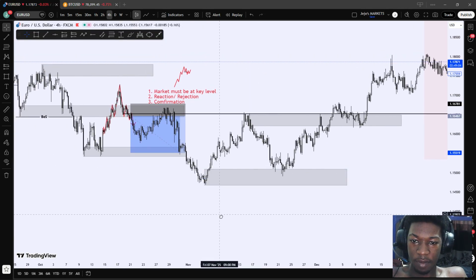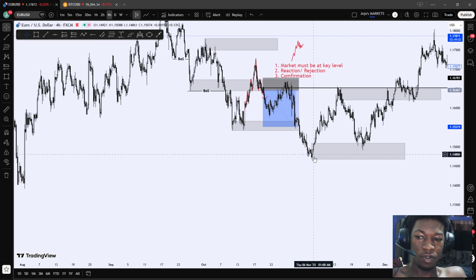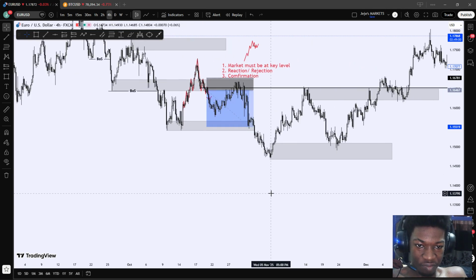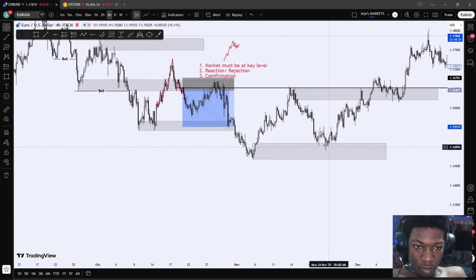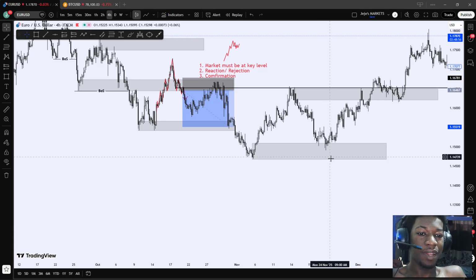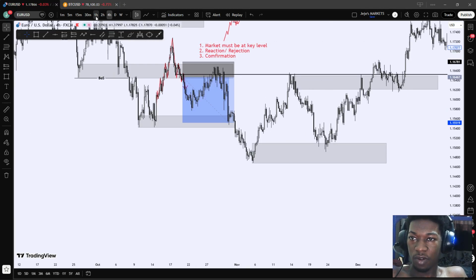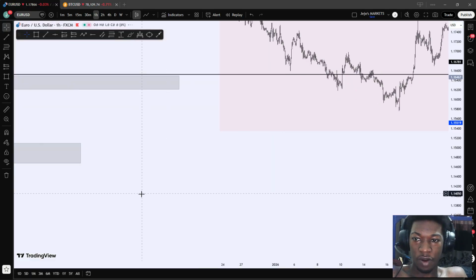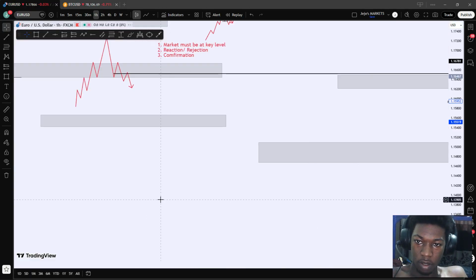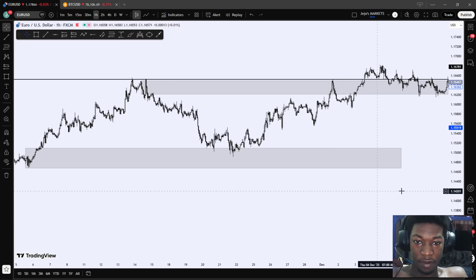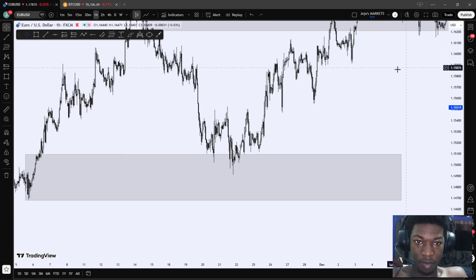Then here, honestly, this one here, I don't really know if it's going to reverse over here, maybe around somewhere here like this, but it did not really enter in there genuinely. Let's go on a lower time frame and see if maybe we can spot a reversal over there.